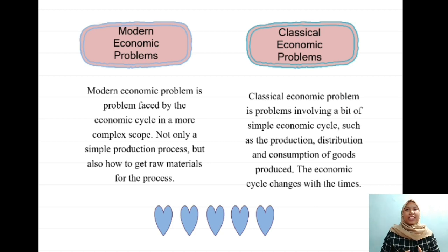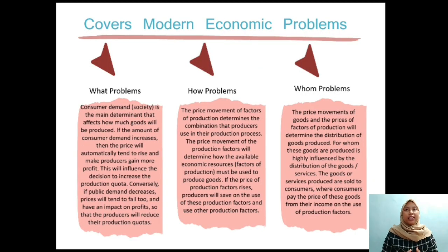Modern economic problems are problems faced by the economic cycle in a more complex scope. Not only a simple production process, but also how to get raw materials for the process. And classical economic problems are problems involving a simple economic cycle, such as the production, distribution, and consumption of goods and products. The economic cycle changes with time. And here, I can explain about modern economic problems.